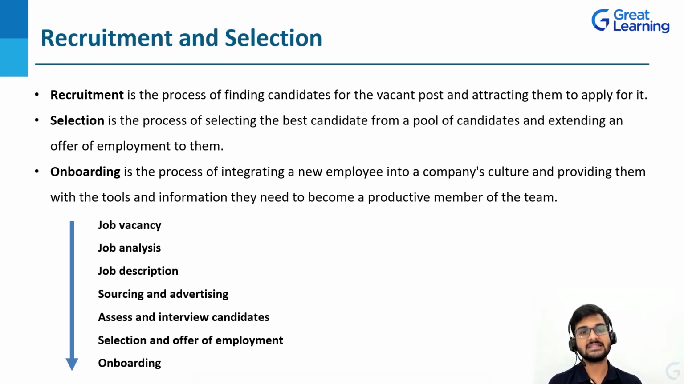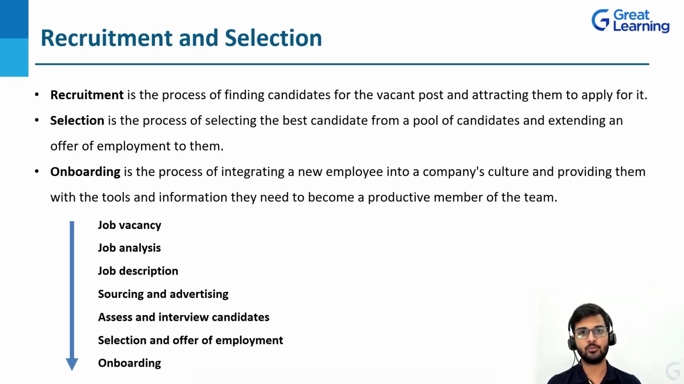Then the next step is selection. So once people have applied for that particular job vacancy, we need to find the best candidates. How do we do that? That's nothing but your selection. It is the process of selecting the best candidate from a pool of candidates and extending an offer of employment to them. We need to see whether they have the right skills, whether they have the right abilities, whether they will be able to perform that particular task that they are supposed to perform, or they will not be able to do that. If they will be able to do so, we will hire them, we will select them, we will shortlist them. If they won't be able to do that, we will have to eliminate that application. So that's how selection works.